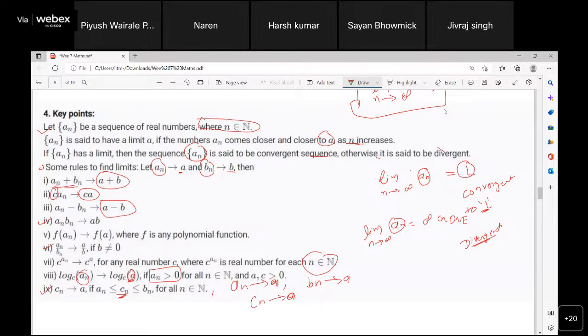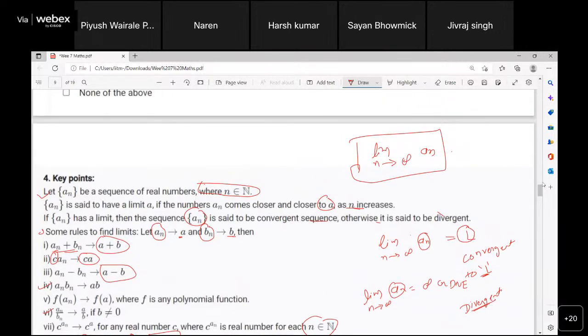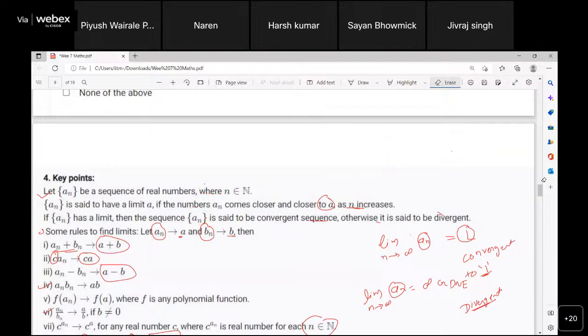Okay, so any doubt in what is a sequence, limit of a sequence? Anyone? Just note down these rules. I think in the slide also it is mentioned. Just go through the slide once. Now tell me what is a subsequence.